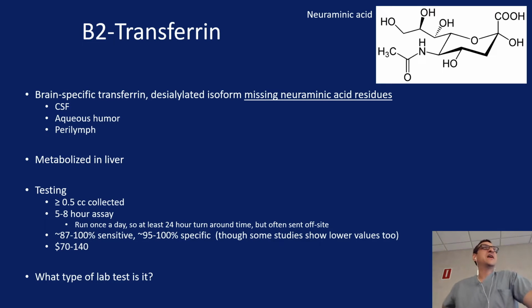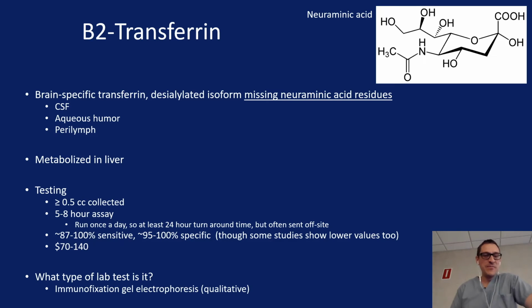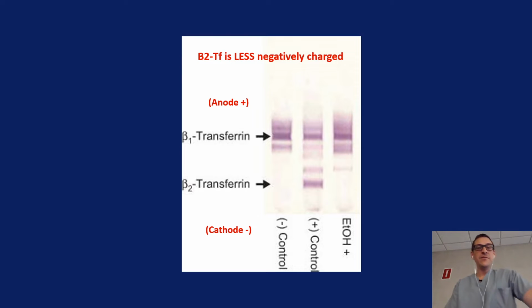What type of lab test is this? Is it you just hand the nasal fluid, drop it in a container, and it pops up positive or negative? Good. Immunofixation gel electrophoresis. But this is a qualitative test. We're not actually measuring concentration of the beta-2. Why does this matter? Well, because this one looks nice and pretty.